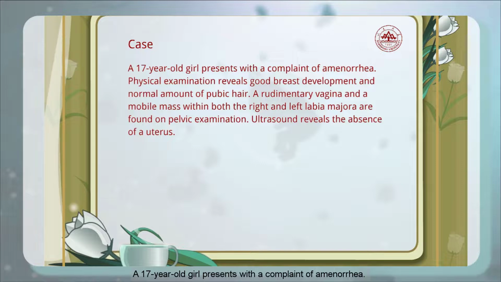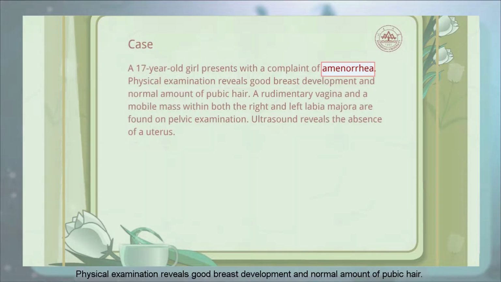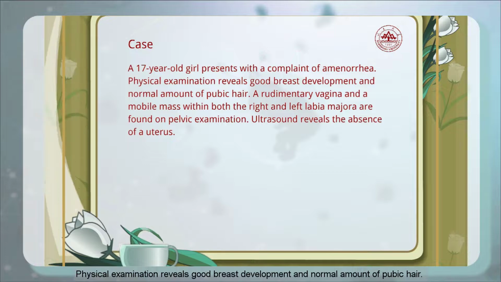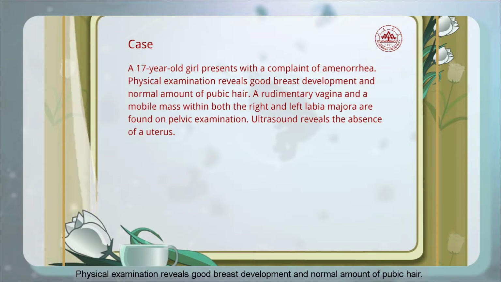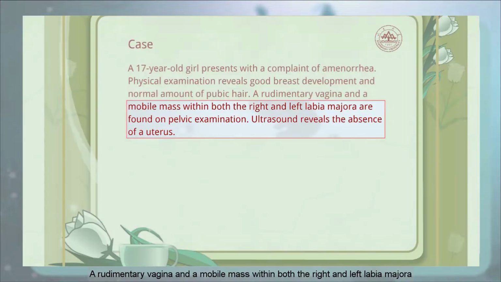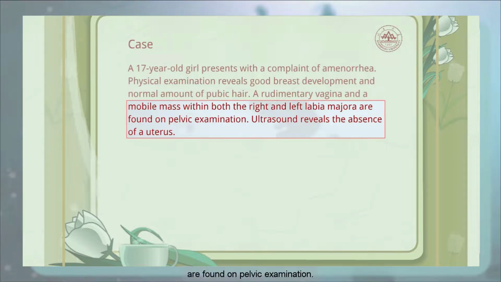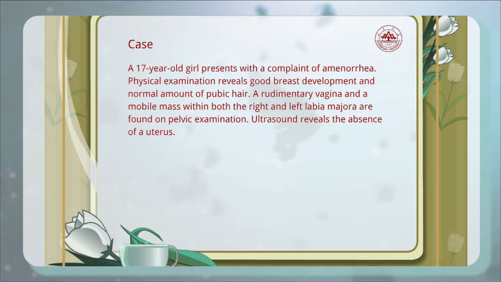A 17-year-old girl presents with a complaint of amenorrhea. Physical examination reveals good breast development, a normal amount of pubic hair, a rudimentary vagina, and a mobile mass within both the right and left labia majora found on pelvic examination. Ultrasound reveals the absence of a uterus.